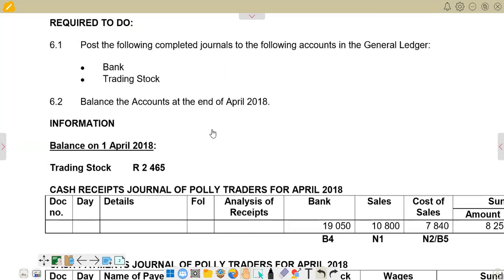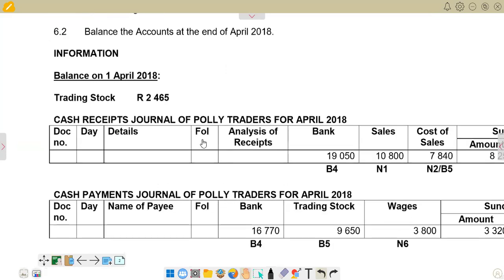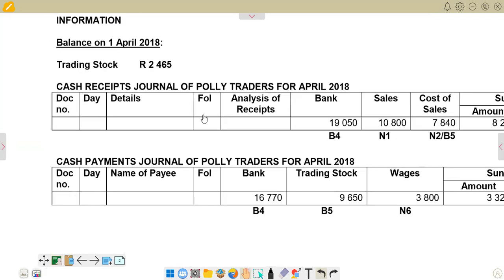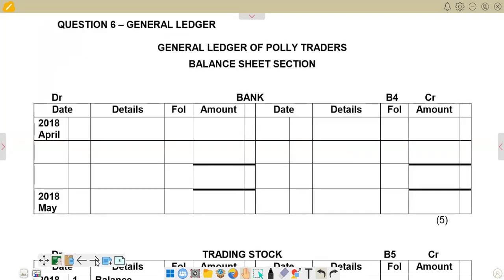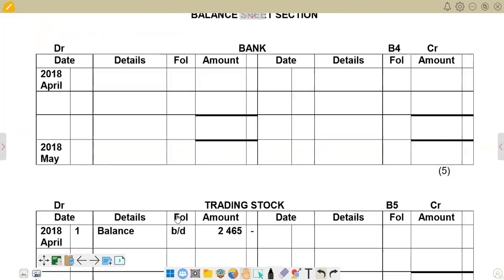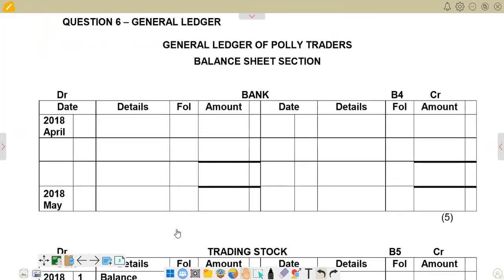So you'd see that we have got a cash receipts journal of Poly Traders for April 2018. Then we've got the cash payments journal of Poly Traders for 2018. If you go to the other section, you see that we have got our accounts in terms of the general ledger of Poly Traders, which is the balance sheet section. We've got the bank there, and then also we have got trading stock. So we are going to start there with the bank.